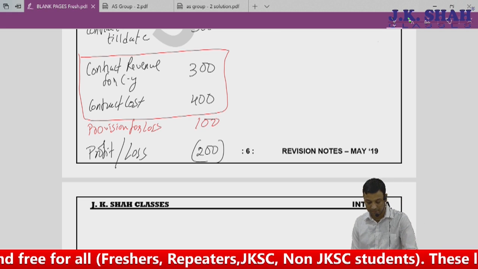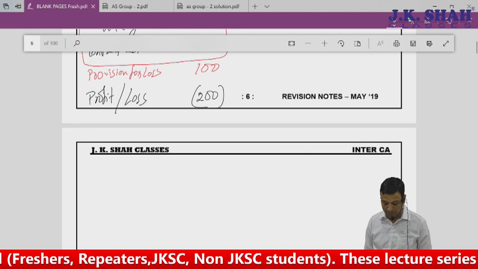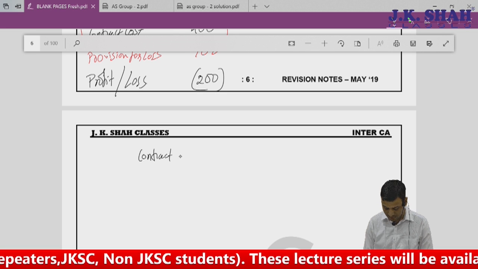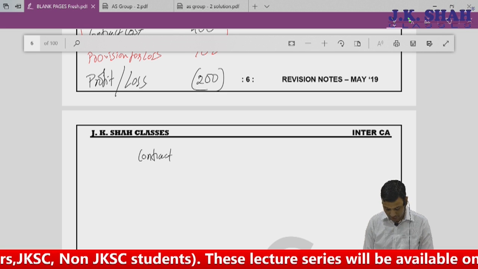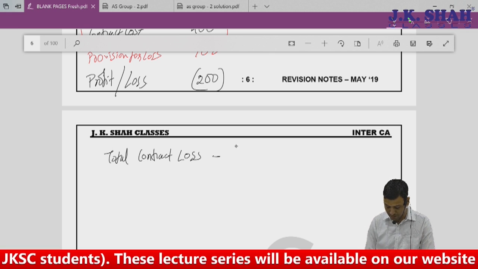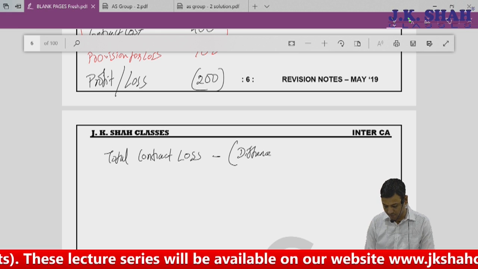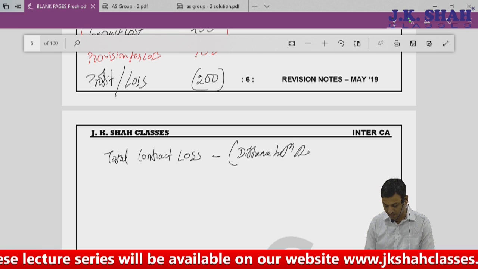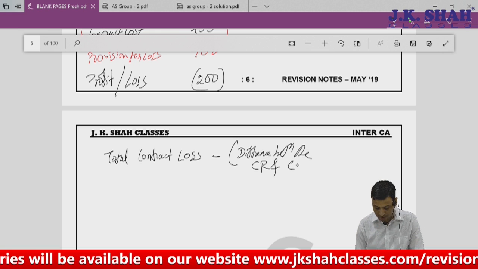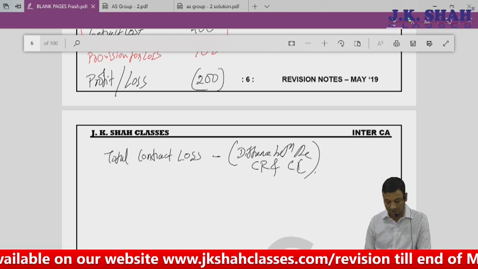200 negative. So if somebody asks you only to find out how much provision, you can just say total contract loss minus the difference between the contract revenue and the contract cost. This is what you can have.